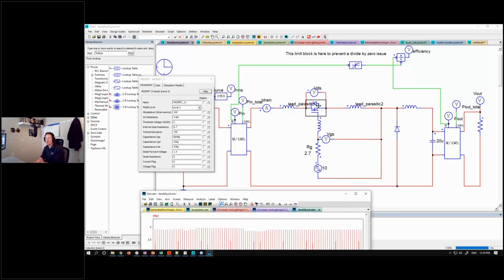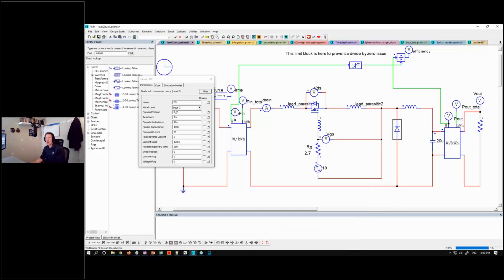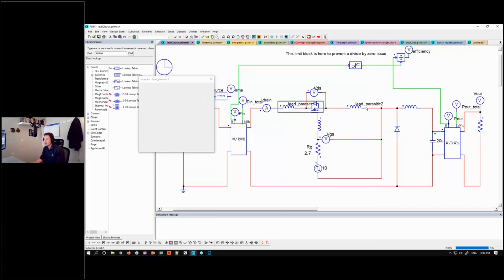And so we've got the level 2 MOSFET here. We have level 2 IGBT as well. And then we have a diode with reverse recovery. And we've got our parasitic inductances here. So someone asked about adding in parasitics. Well, just drop them in wherever you want.